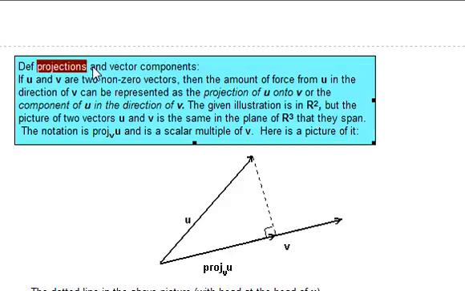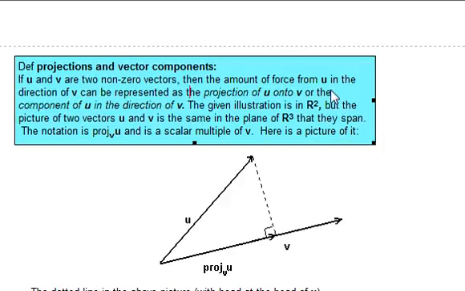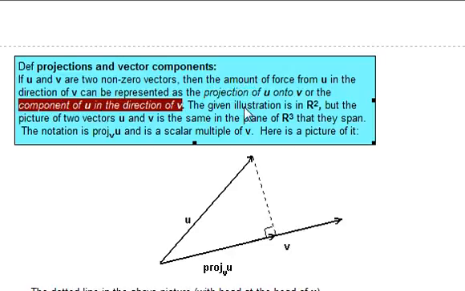Okay, so we're going to define projections and vector components. That's something that's useful, and you'll see it in physics. If u and v are two non-zero vectors, then the amount of force from u in the direction of v can be represented as the projection of u onto v, or the component of u in the direction of v. This picture down here is going to explain it to you in R squared.